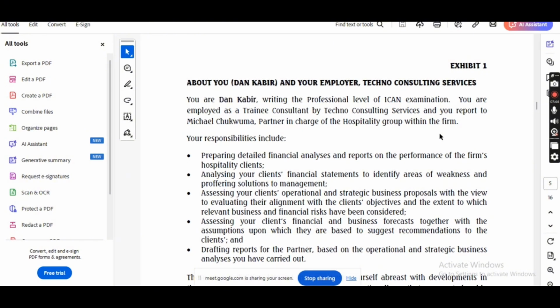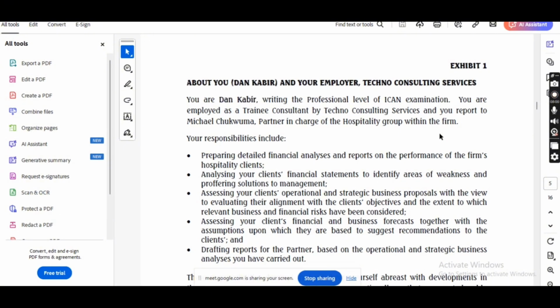So when you read your unseen, once they give you the unseen, just open to either exhibit 5 or exhibit 6, and you will see it there. You will see the responsibility and you will also see the requirement there.